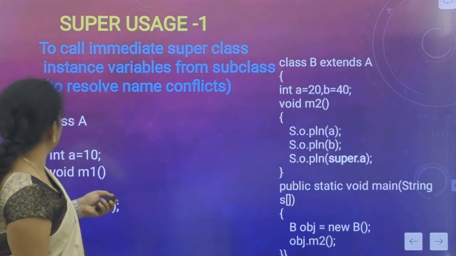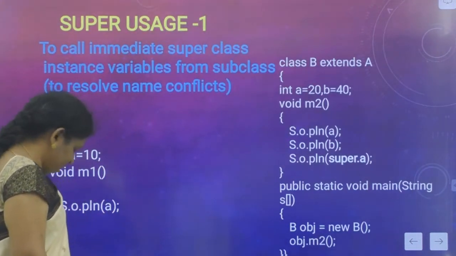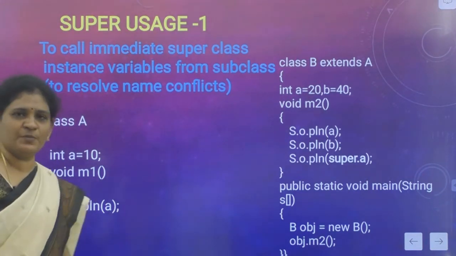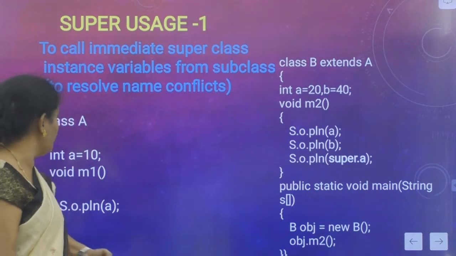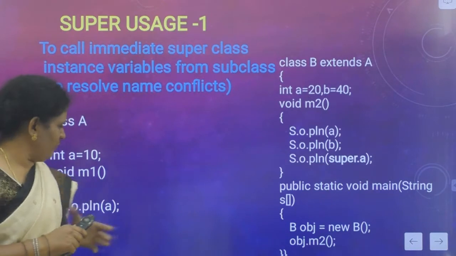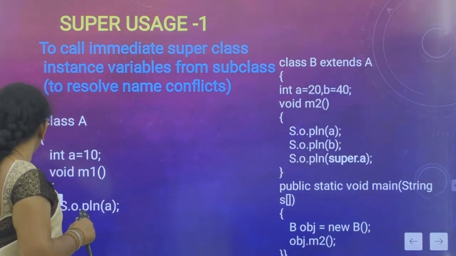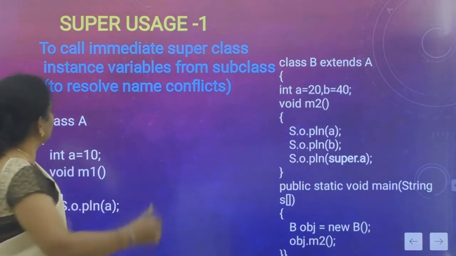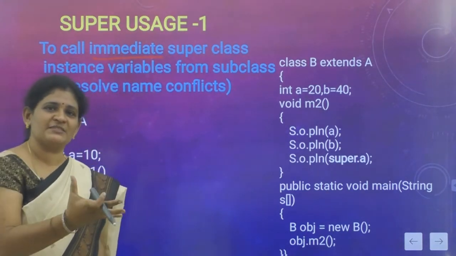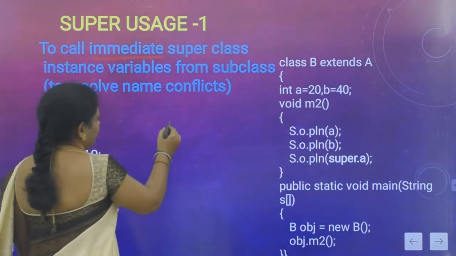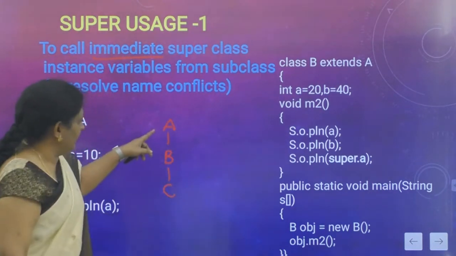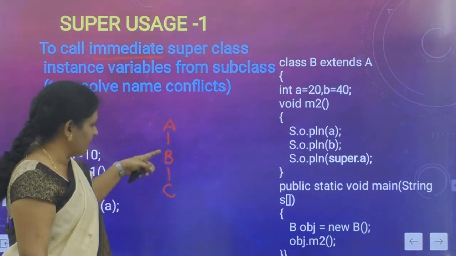So next, we will see some examples. I have given a few examples here. What is the first usage of the super keyword? The first usage of the super keyword is to call immediate superclass instance members. One more thing I need to clarify here. This word, immediate, plays a major role. Only immediate superclass members can I access. See, if I have something like this, A, B, C, this is a hierarchy. A is a class, B is a subclass of A, C is a subclass of B.